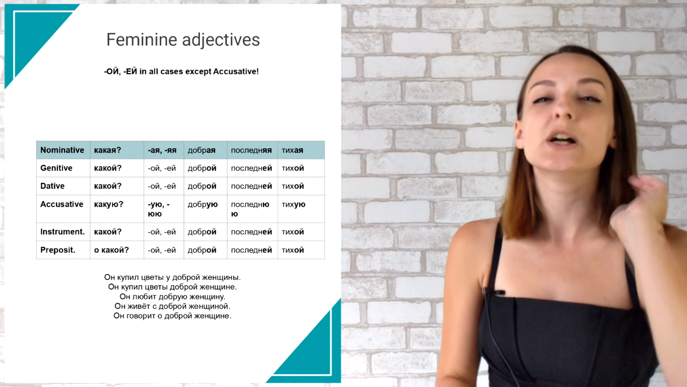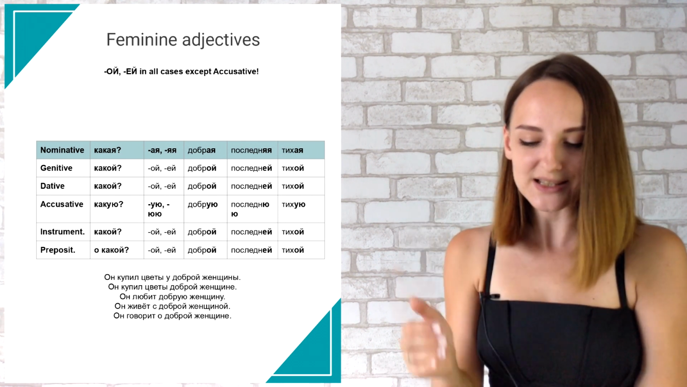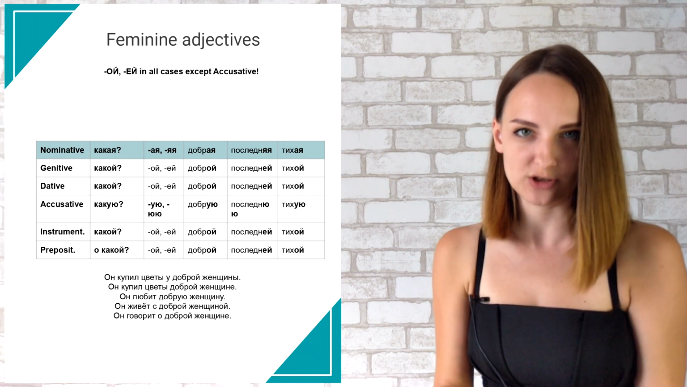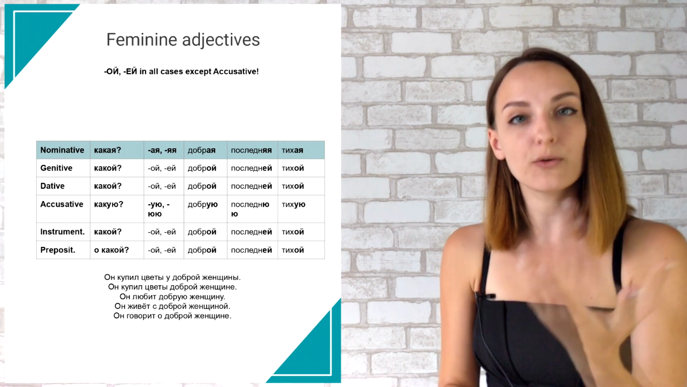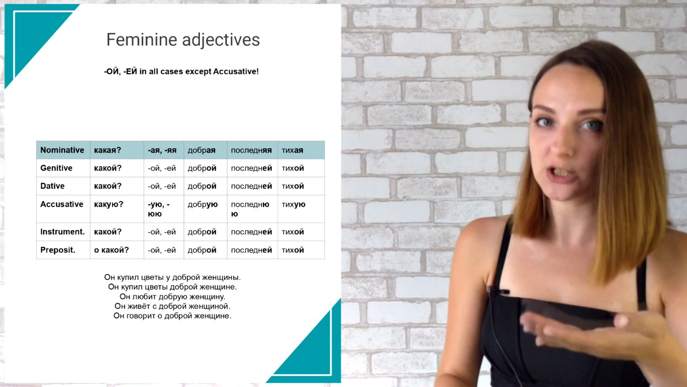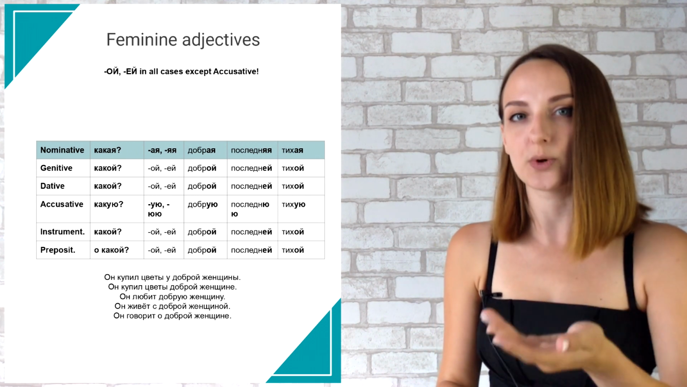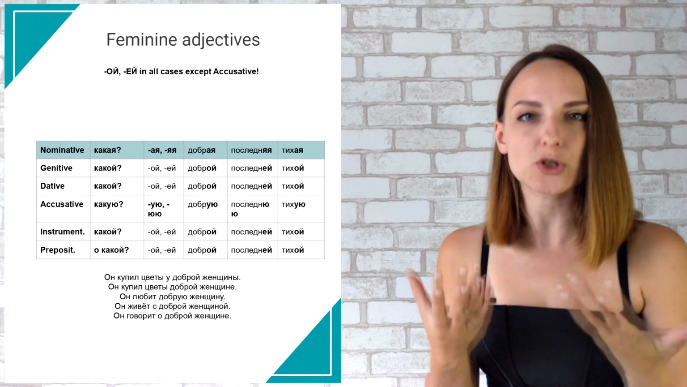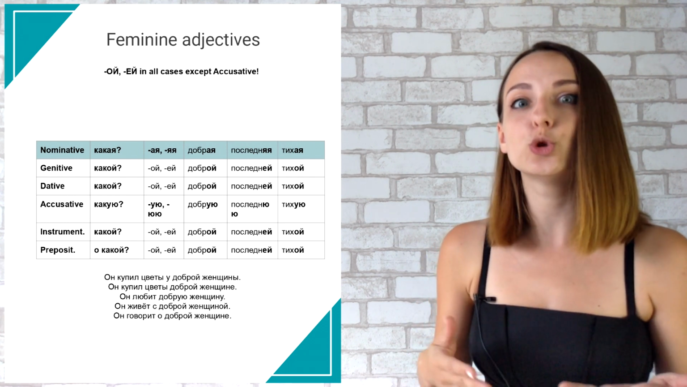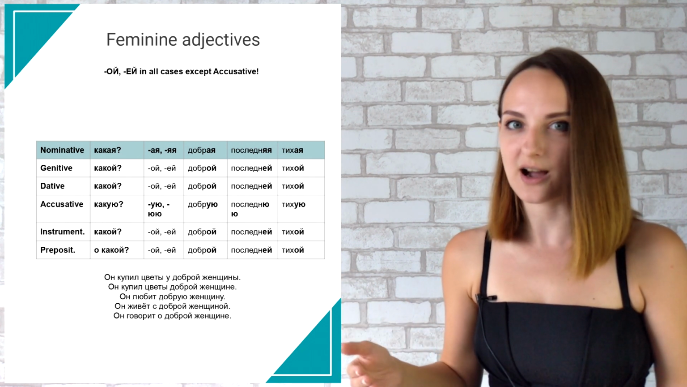Let's read examples to make sure that this is true, that I do not lie to you. So, он купил цветы у доброй женщины. У кого? This is the question for the genitive case. У женщины. Какой женщины? Доброй. У доброй. Ending ой. It is not stressed, so we say it like и, but it is the ending ой. У доброй женщины. Он купил цветы. Кому?